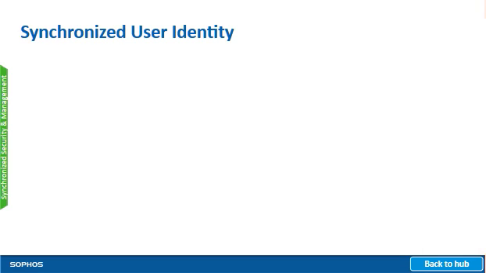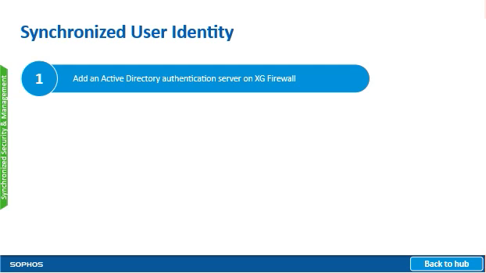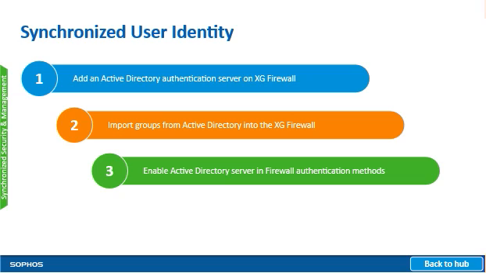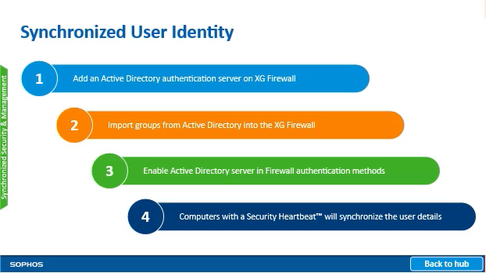To start using Synchronized Security, you must have an Active Directory authentication server configured on the XG firewall. Synchronized user identity only works for computers that are part of an Active Directory domain. You should import the user groups from Active Directory into the XG firewall. The Active Directory server must be enabled in the firewall authentication methods. With this done, all Windows endpoints with a heartbeat to the XG firewall will be authenticated via their heartbeat.